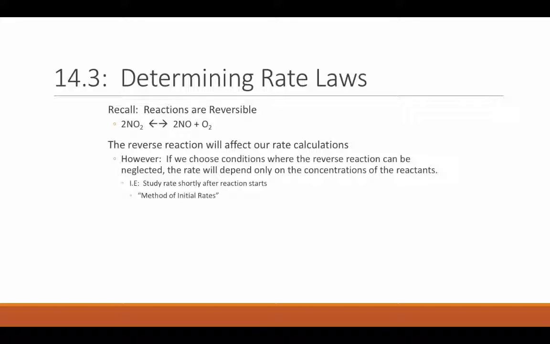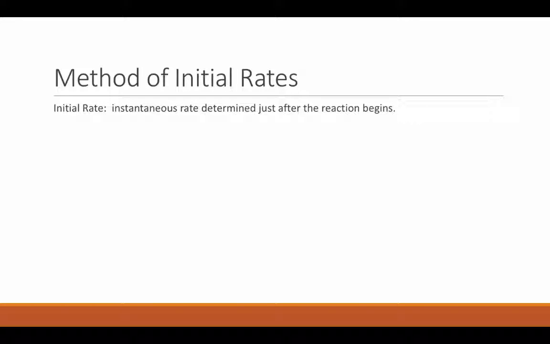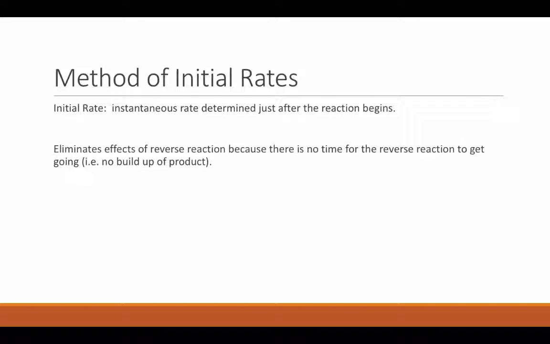At the very start of a reaction, just as it's getting going, we know that there isn't significant reverse reaction. Therefore, the relationship between concentration of reactant and reaction rate is a reliable relationship. The initial rate of the reaction is the instantaneous rate determined just after the reaction begins. This eliminates the effects of the reverse reaction since there's no time for the reverse reaction to really get going.